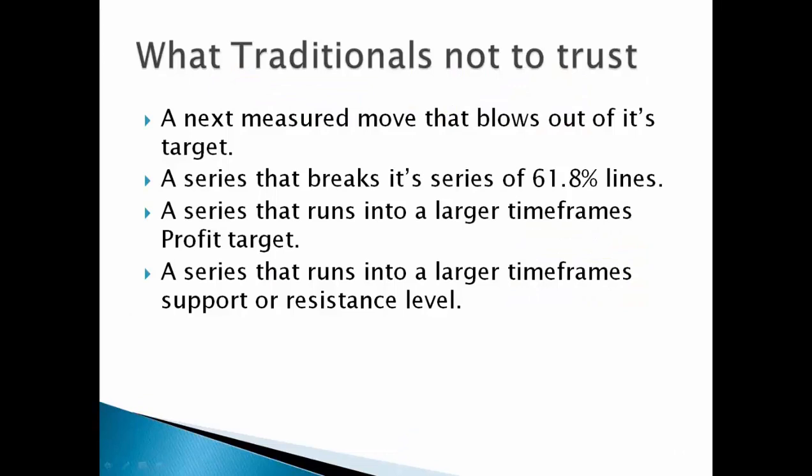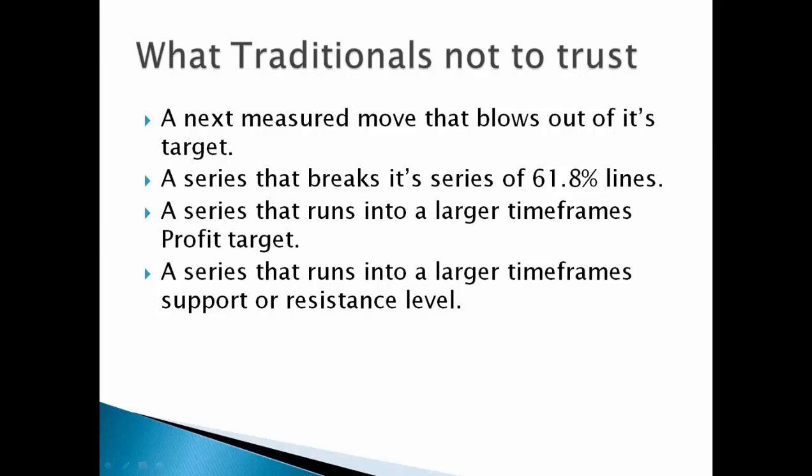What traditionals not to trust? Now, the types of traditionals that we cannot trust are when a next measured move blows out of its target. We're going to show an example here of what not to trust. That means that a market blows out of its target and starts new extensions. We can't trust a new traditional measured move if it's blown out of one of its traditional targets. The second traditional that we can't trust is a series that breaks, of course, its 61.8% line. It's a dirty setup. It's failed a series. We'll show what to do with that failed series in a minute with the 61.8% line trade.